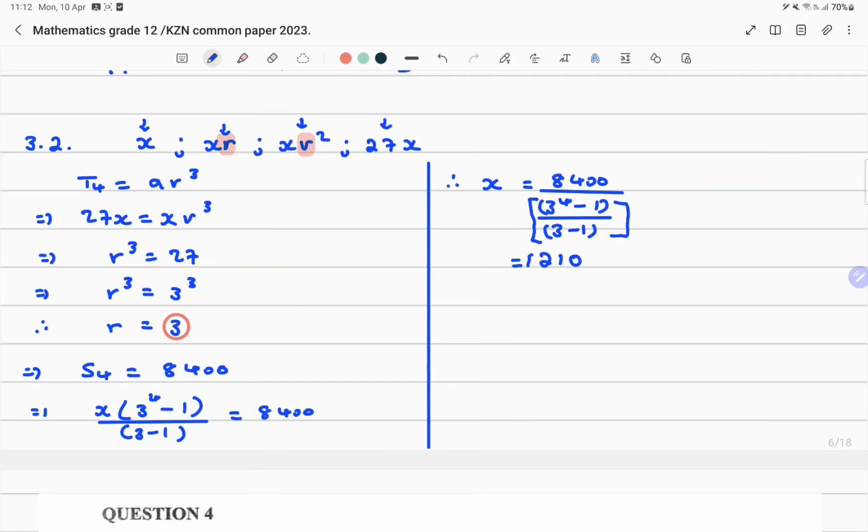But remember, this is money now, so we're going to put rands. Okay, so we can see that x is 210. We can say, therefore, the first son's share is going to be 210 rands. Then the second son is going to get 210 multiplied by 3. So 210 times 3 becomes 630 rands. The third one is going to get this one times 3 as well. It becomes 1,890 rands.